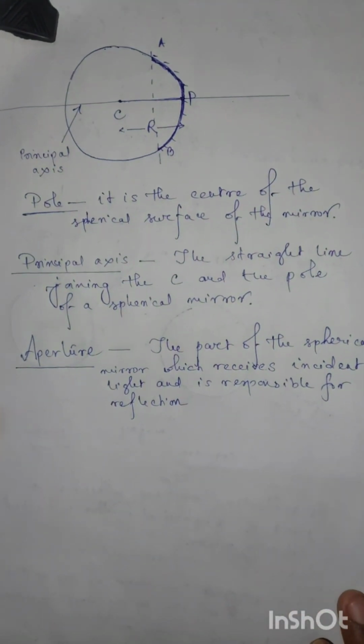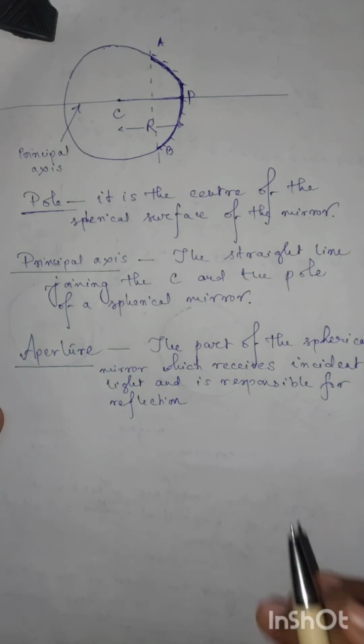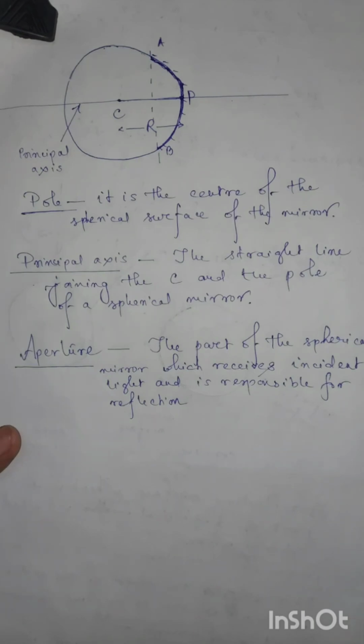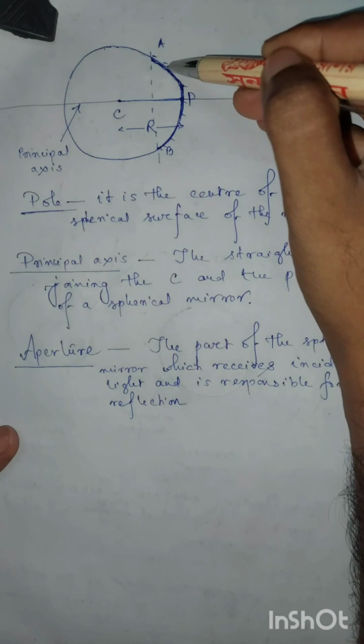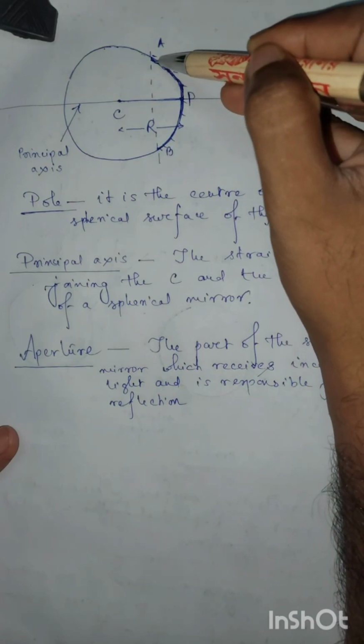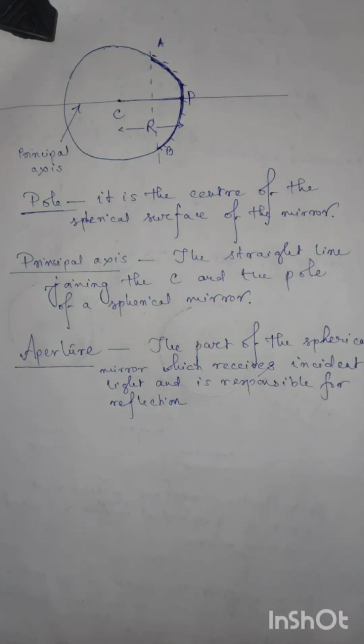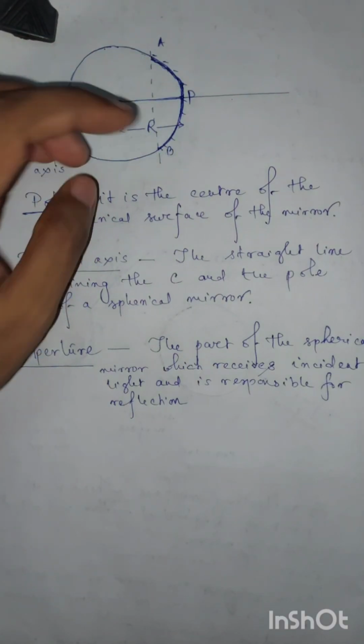The part of the spherical mirror which receives incident light and is responsible for reflection. So in this case, this part is our aperture. So APP is our aperture.